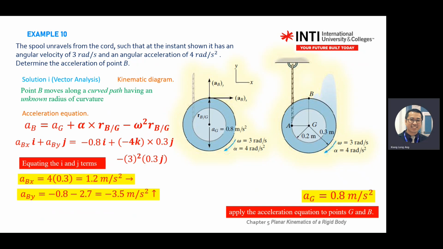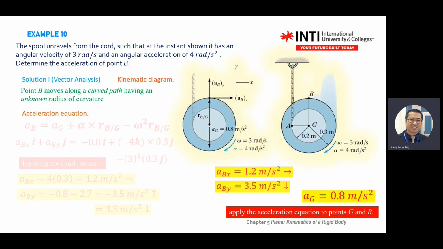Then this is a vector. So you square this one plus square this one, square root, and you get the magnitude. And then you take the inverse tangent, and you get the theta of your acceleration.